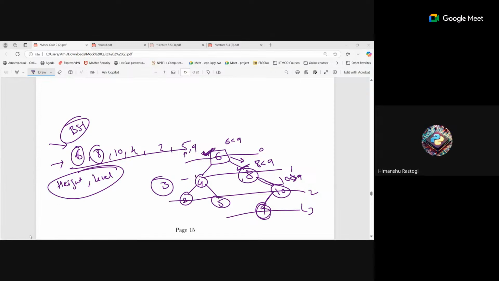So you'll be sharing this PDF, right? Yes, yes, I will be sharing. This is the solution PDF for mock test 2 only. I will be uploading this one, not the written one, but along with the solution.